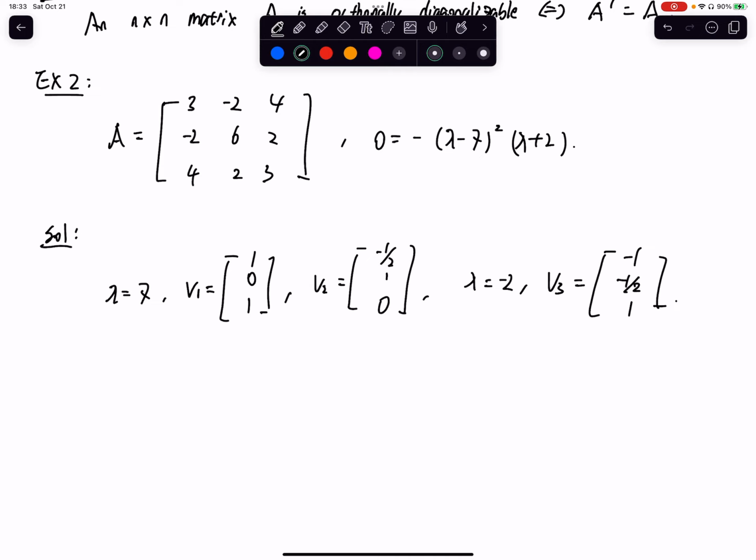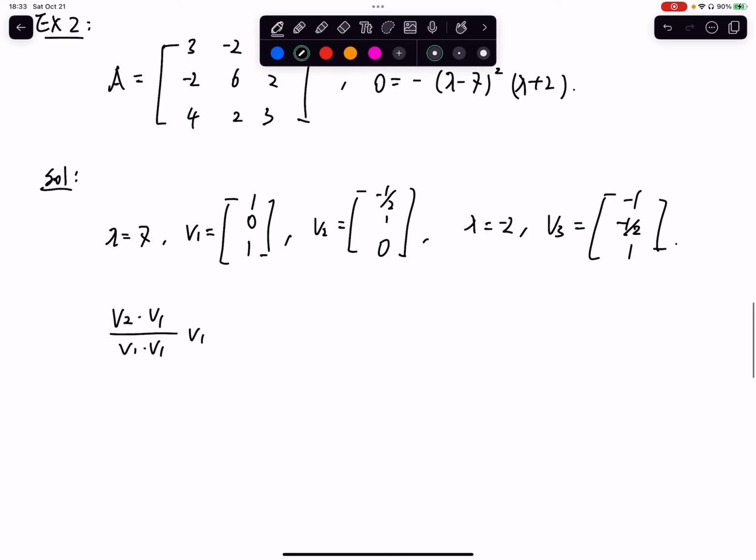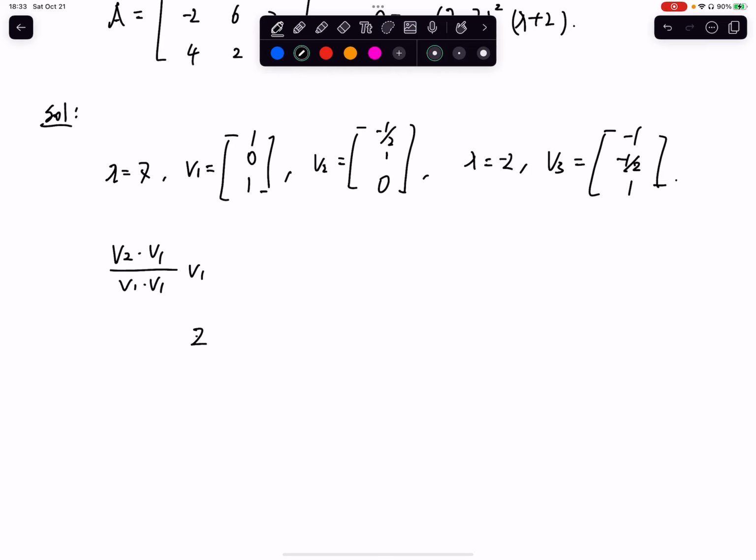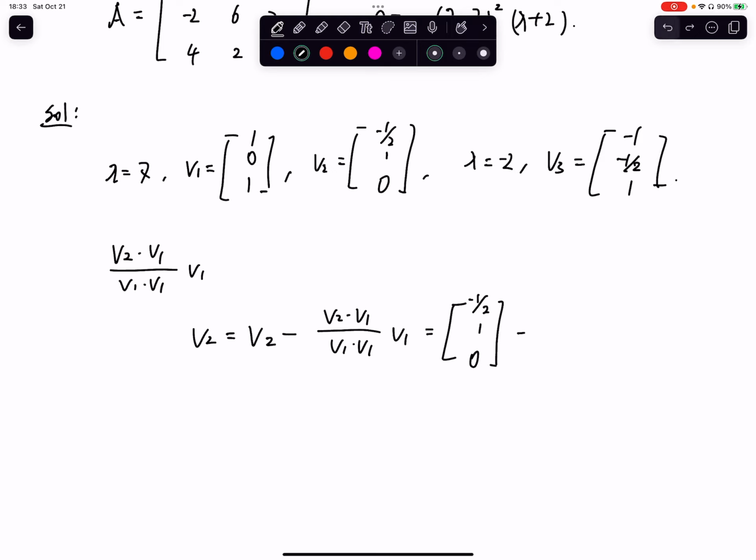Recall that the projection of V2 onto V1 is (V2 dot V1) over (V1 dot V1) times V1. And the component of V2 orthogonal to V1 is given by Z2, which is V2 minus that projection. So that is just minus 1 over 2, 1, 0, minus minus 1 over 2 over 2, times 1, 0, 1, and it gives us minus 1 over 4, 1, and 1 over 4.